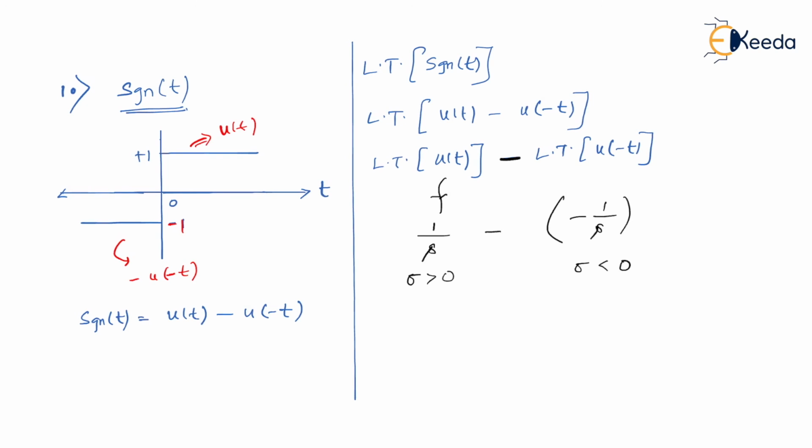And how do we see that? We see to it that we get a common ROC. So even in this case we are not going to get a common ROC, because the first one says ROC is sigma greater than 0. In the second ROC we see that it says sigma less than 0. So there is absolutely no common area. No common area means no common ROC. No common ROC means the Laplace transform does not exist for the signum function. So we have solved all the problems.